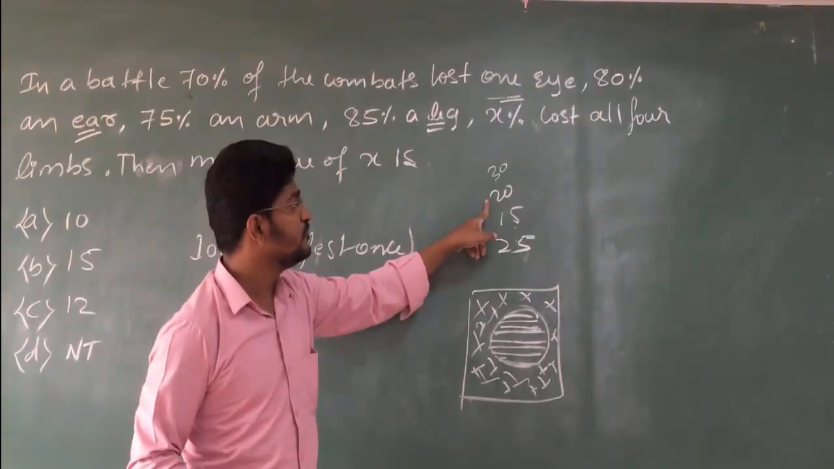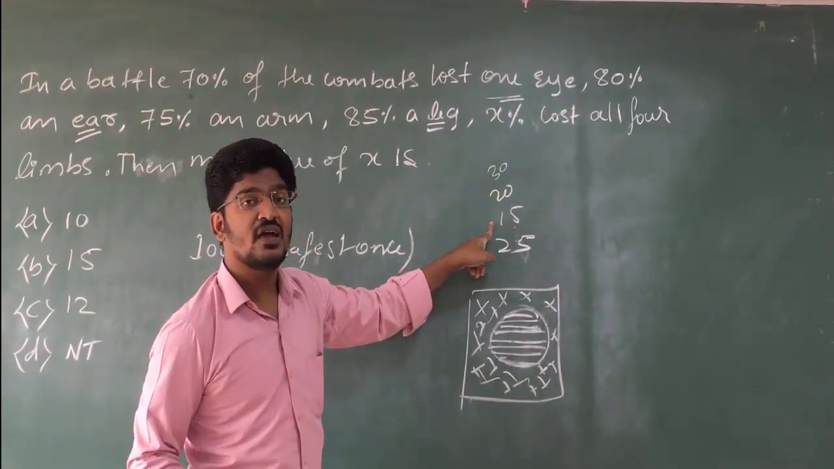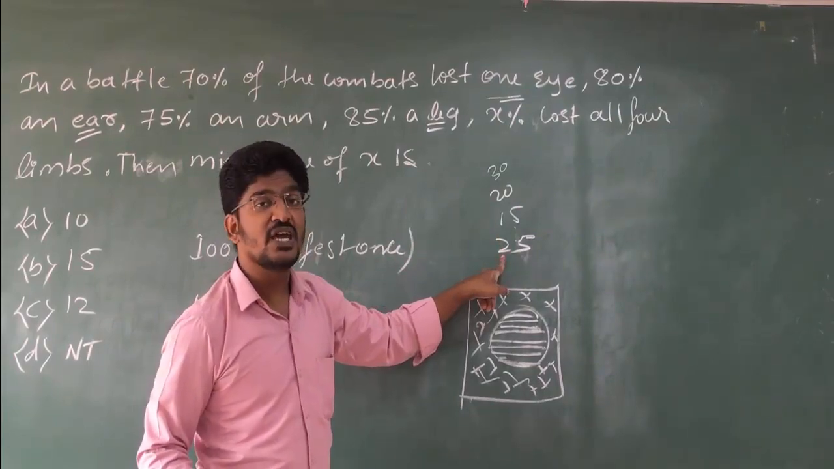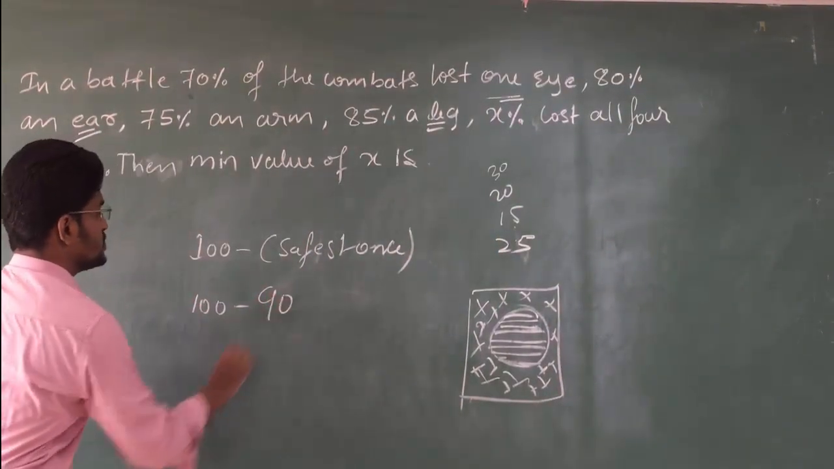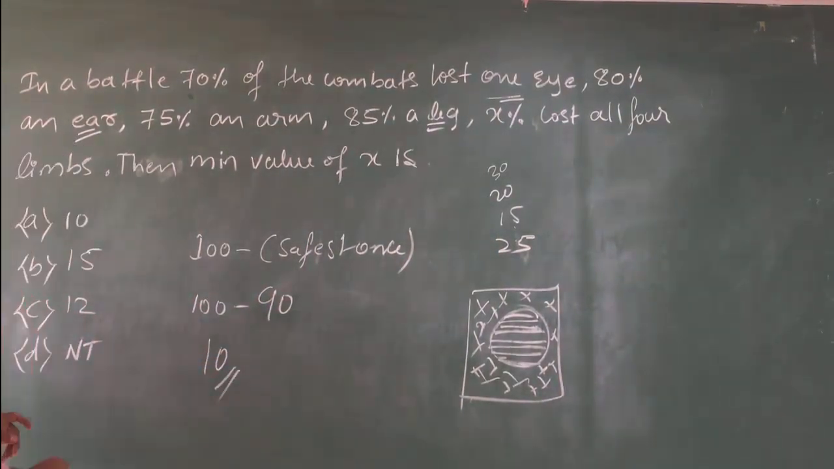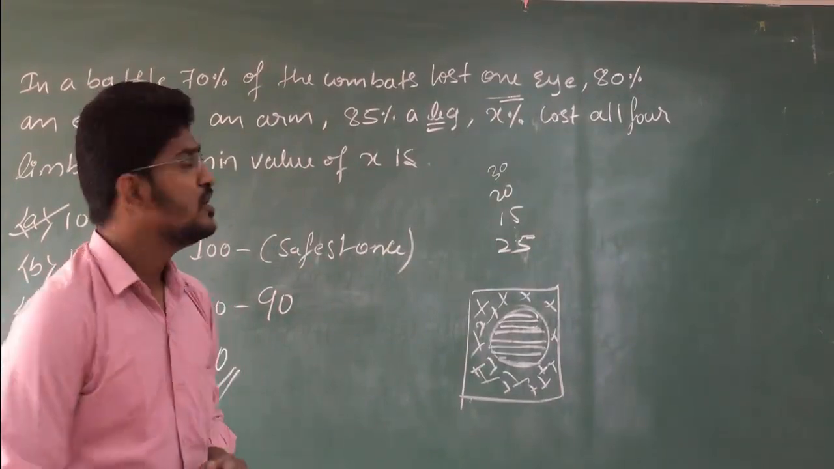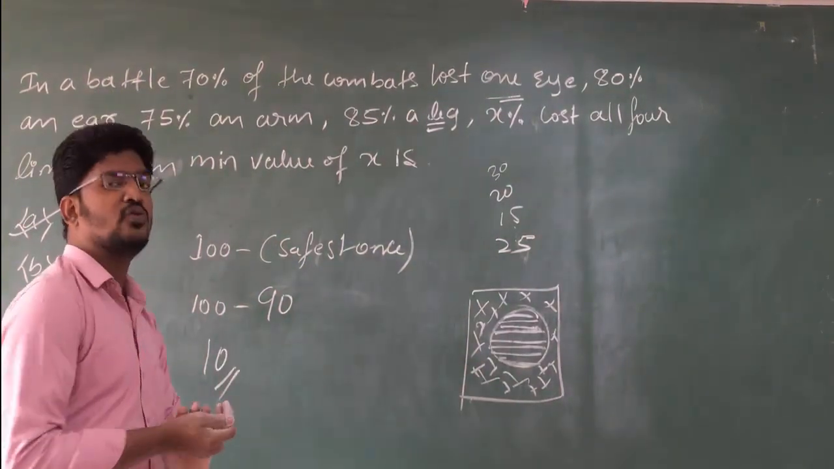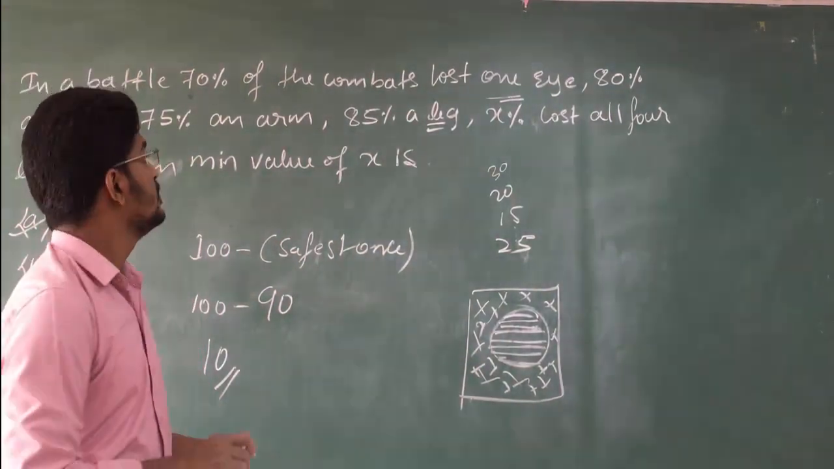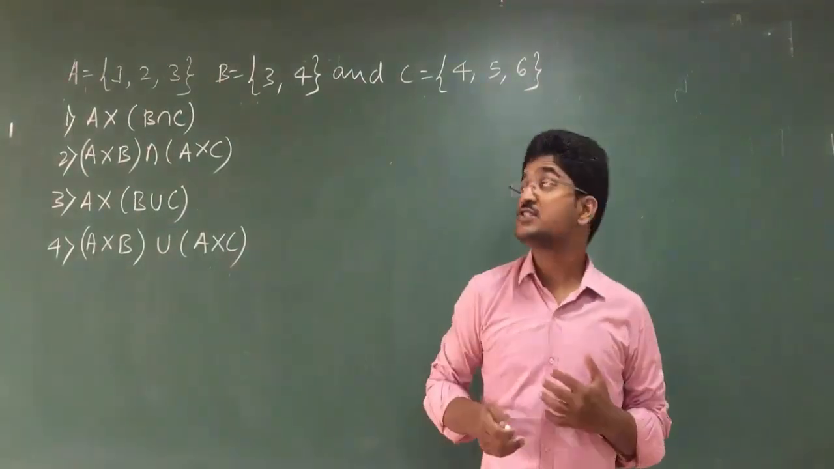That is 50, 65 plus 25 is 90. So if you subtract this, you will remain with 10. So option A will be the correct answer. Clear? So it is a very tricky question, but you have to understand it. Clear? Let's move to the next question.